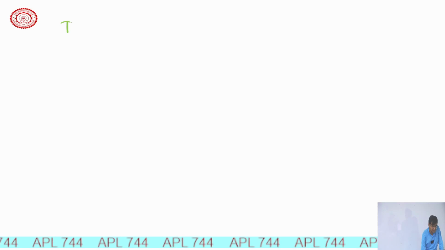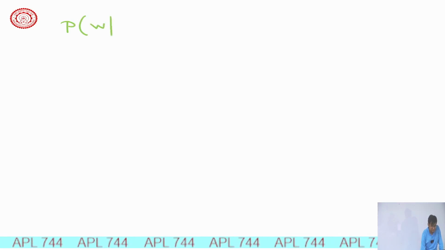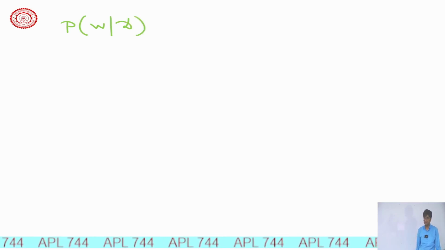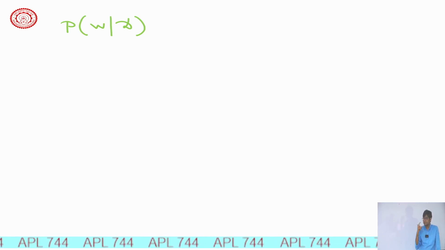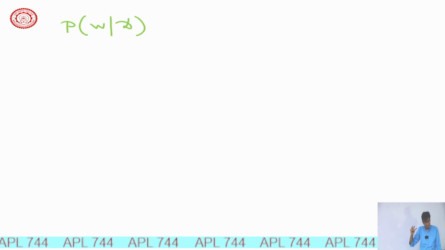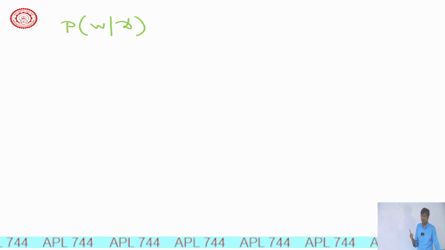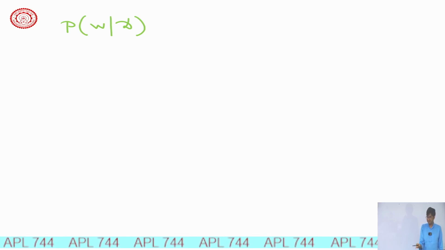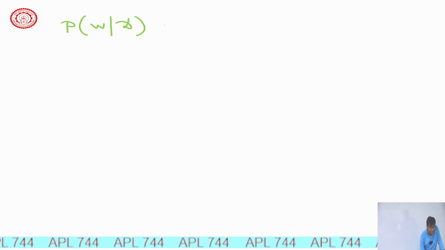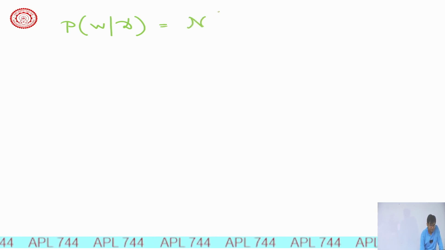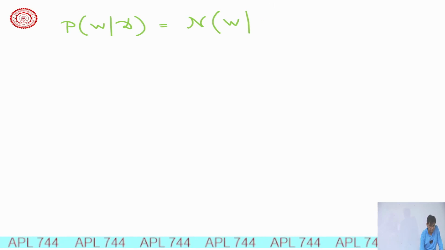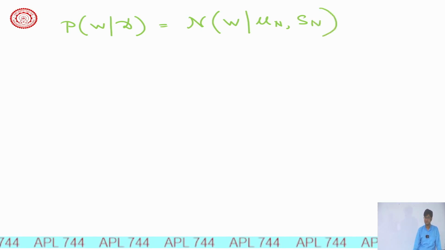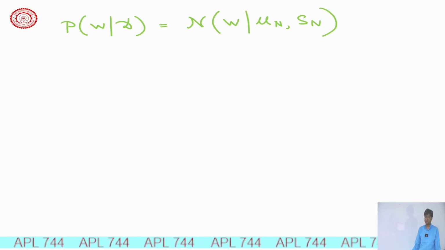This one you should recognize: probability W given D, right? If I write it in compressed form, that is W given D. What is this equal to? This is the posterior of the weights. That is what we did for 70% of yesterday's lecture. And what was the final answer? It is a Gaussian with mean mu n and covariance S n. So, this is equal to a Gaussian over W given mu n comma S n, right. This is the posterior distribution.